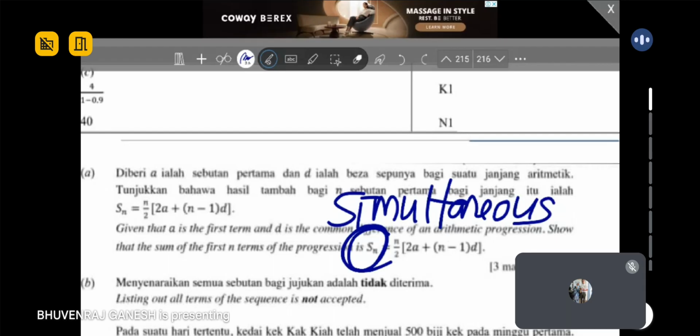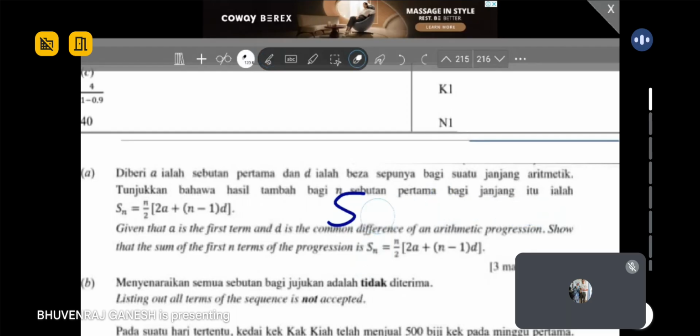Just now we used simultaneous also. We formed 2 equations guna kaedah penghapusan, elimination. Same concept over here. Konsep sama saja. Kamu kena bentuk 2 persamaan. Okay, just form your 2 equations.